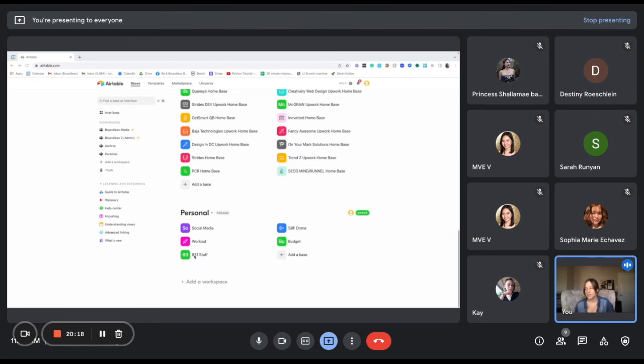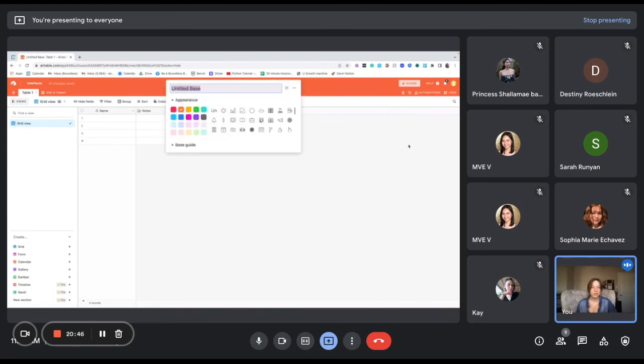I also have one for my house stuff. We all have chores that we have to do and we keep track of who has to do what. We rotate them every week and keep track of who does what. I also have this set up to text me every day, like, hey, here's your goal for the day, here's your task for the day. So on your personal Airtables, just go ahead and add a base.